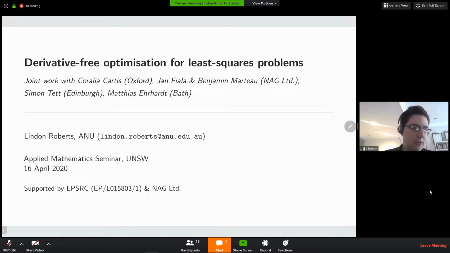First one is in climate, which is work with Simon Tett in Edinburgh. And the second one is on learning variational regularization parameters for imaging, which is work with Matthias Ehrhardt at Bath. Some of this work was supported by EPSRC in the UK and NAG as well, which is why that's incorporated into some of their commercial libraries. Okay, so let's get started.